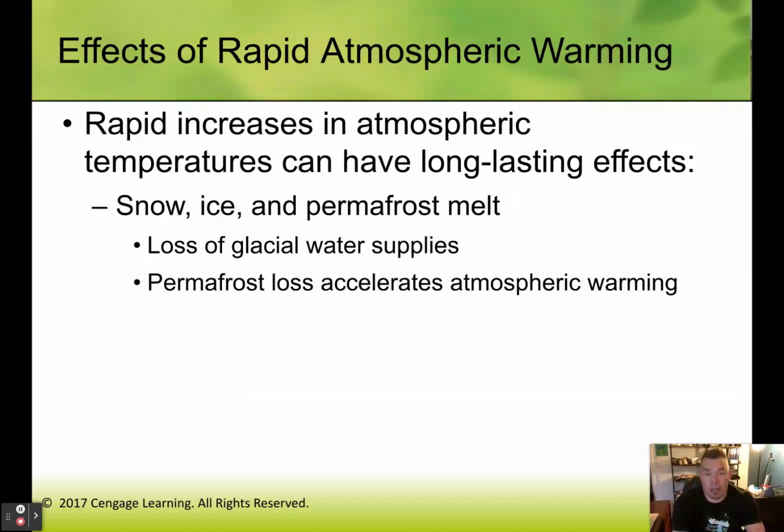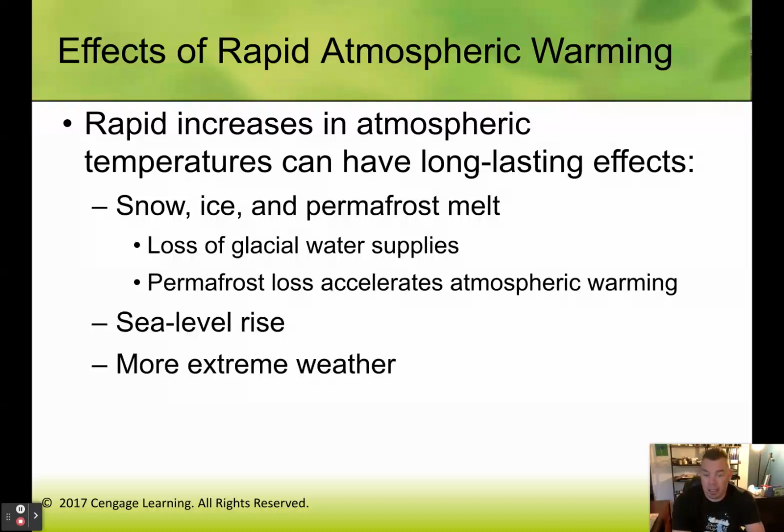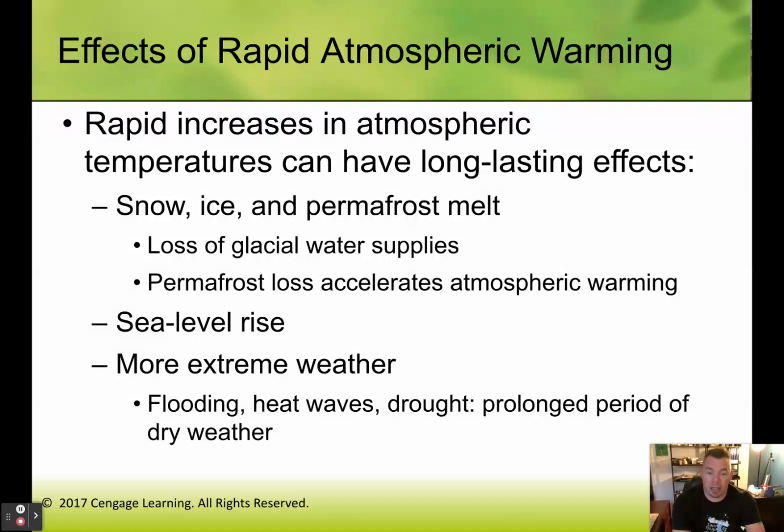The permafrost loss also accelerates atmospheric warming because it actually releases methane, and methane is a real big greenhouse gas. Sea level rise, we talked about that already with Greenland. There's more extreme weather events, the flooding and the heat waves and the drought and so on. Basic idea with climate change and weather is basically whatever is occurring is going to become more extreme. So, for example, here in Washington, we obviously have the dry periods and the sunny periods, but we also have the rainy periods.